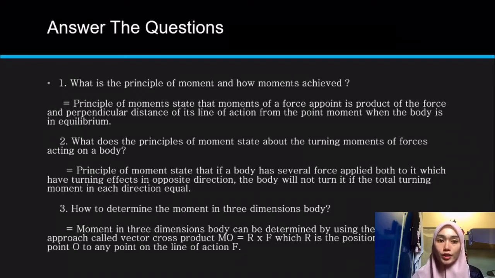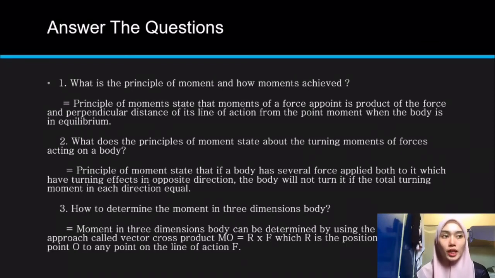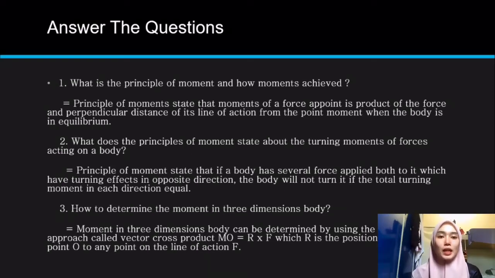The third question is how to determine the moment in a 3-dimensional body. My answer is that a moment in a 3-dimensional body can be determined by using the mathematical approach called the vector cross product, M_O equals R cross F, where R is the position vector from point O to any point on the line of action of F.